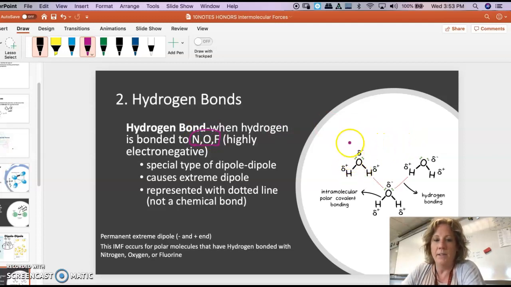So this is a hydrogen bond. I don't know why they use bond, because it's not a chemical bond. It's a force. So it's not as strong, but it's still really important.